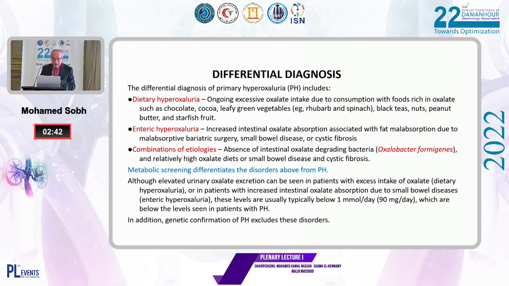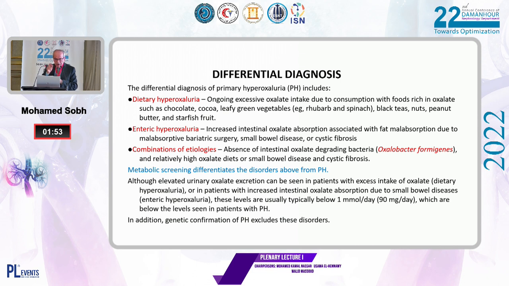Now come to the enteric. Increased intestinal oxalate absorption associated with fat malabsorption, so excess fat in the colon, due to malabsorptive bariatric surgery or small bowel disease or cystic fibrosis. This excess fat will help absorption of oxalate. Combined etiology, we mean dietary and deficiency of Oxalobacter formigenes. This bacteria is a normal inhabitant, one of our gut microbiota. Normally present, it consumes the oxalate molecule to obtain energy. Those with recurrent stone, those with primary hyperoxaluria could be deficient in this Oxalobacter formigenes, and it is a big story.